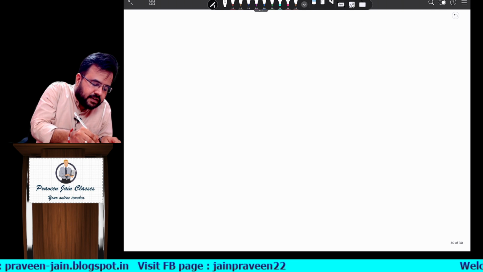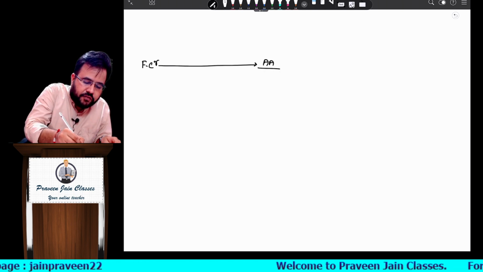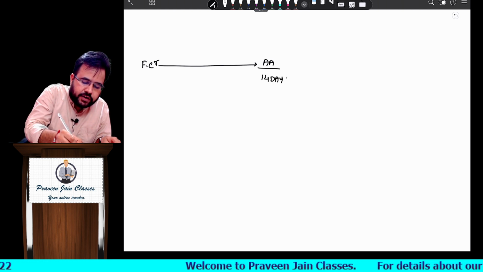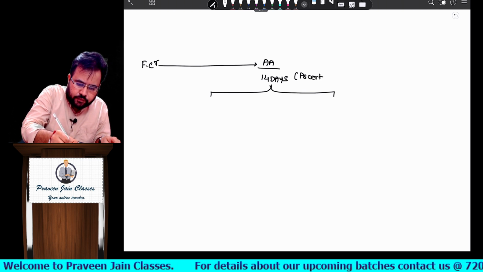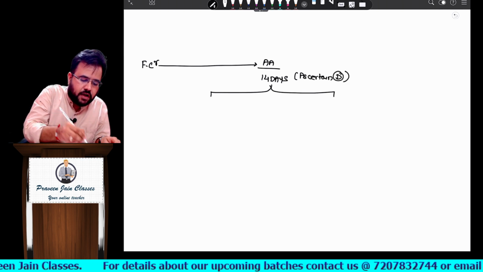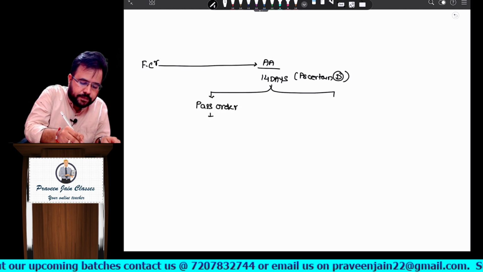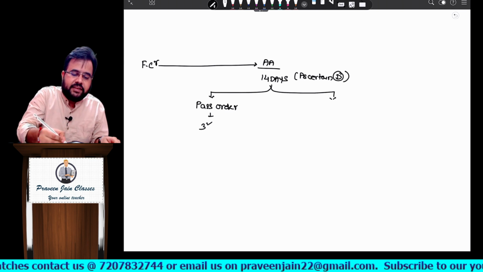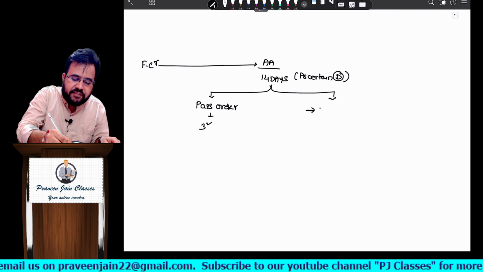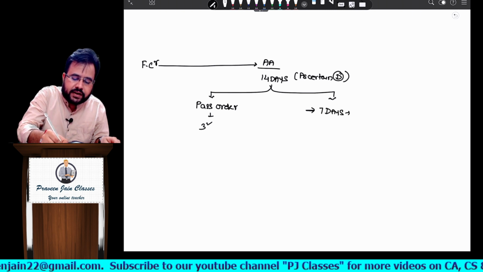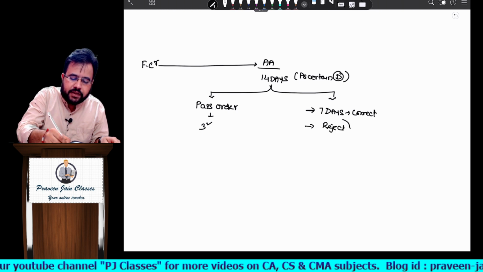Sir, financial creditor has filed an application with AA. Within 14 days, I have to ascertain the default and pass the order, sir. When I will pass the order, sir? If 3 conditions are fulfilled. If any one point is not fulfilled, sir, I am not directly rejecting it. First I will give 7 days time to correct it, and if it is not corrected then I will reject the application.